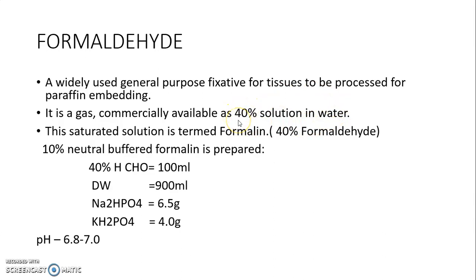So it is available as 40% formaldehyde. This saturated solution is termed as formalin. So 40% formaldehyde is formalin. 10% neutral buffered formalin is prepared by using 100 ml of 40% formaldehyde, then distilled water 900 ml, and sodium hypophosphate and potassium hypophosphate are also added. The pH is maintained at 6.8 to 7.